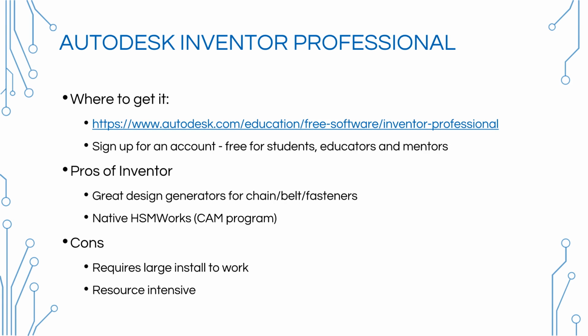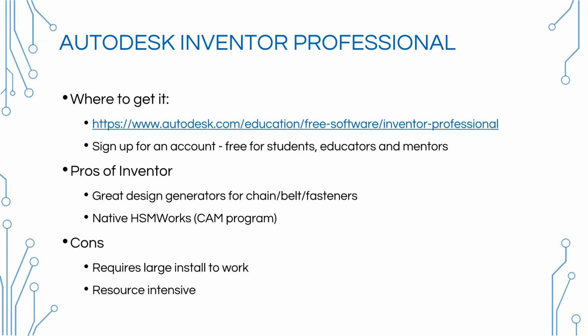So some of the pros of Inventor, some of the great things about it, it has some really great native design generators for chain and belt and fasteners and things. So if you're using that, it's got some pretty awesome tools built into it to help figure out exactly what size chain and belt you want to be using, or insert fasteners into your model automatically and figure out all this great stuff about them. Another cool thing about it, if your team works with CNC machines, it has HSM Works, which is the CAM program developed by Autodesk. And that's already embedded in the software.